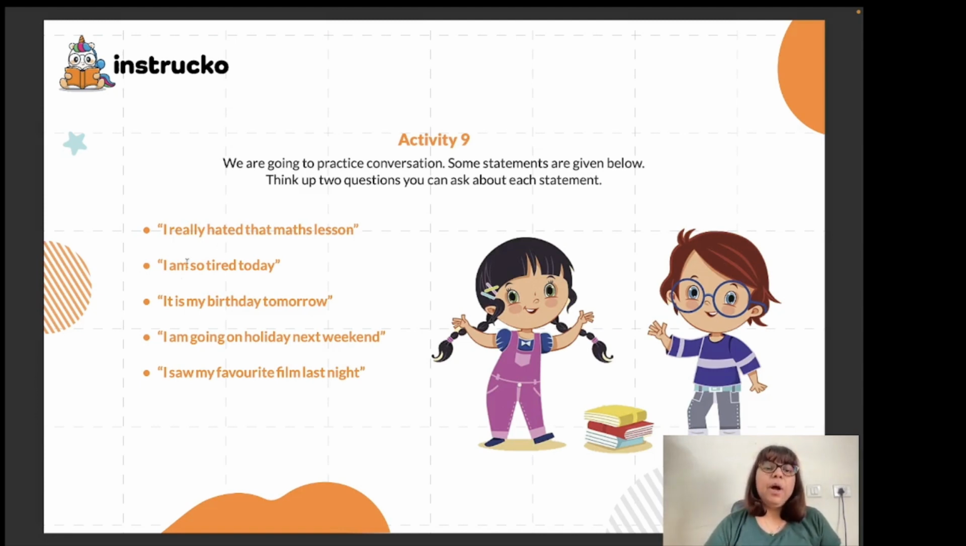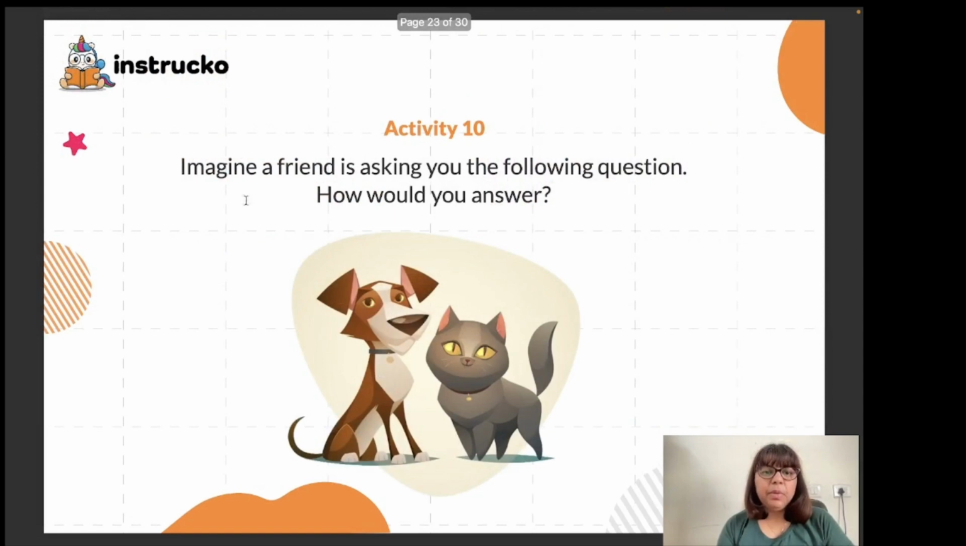Now, I would like you to think up some answers that you would give, some questions that you would ask in these scenarios. Something different from what I've already said, because everyone has a different way of thinking, everyone has a different way of expressing themselves, right? Yes. Now, imagine a friend is asking you the following question. How would you answer?